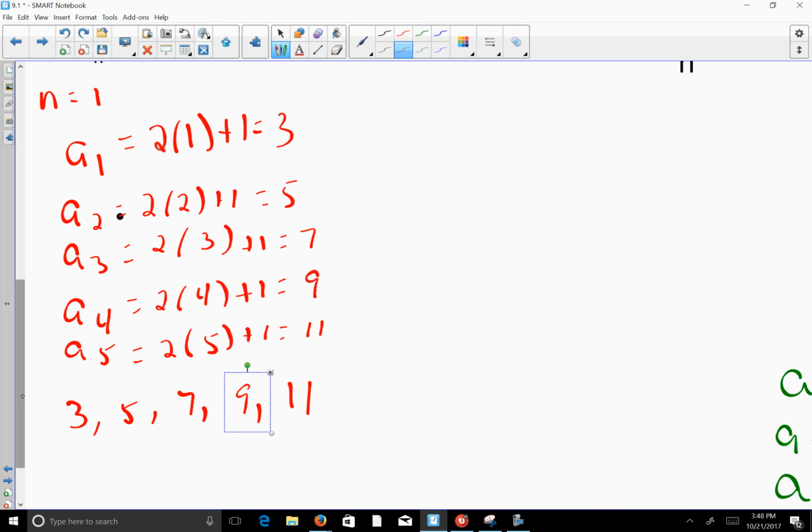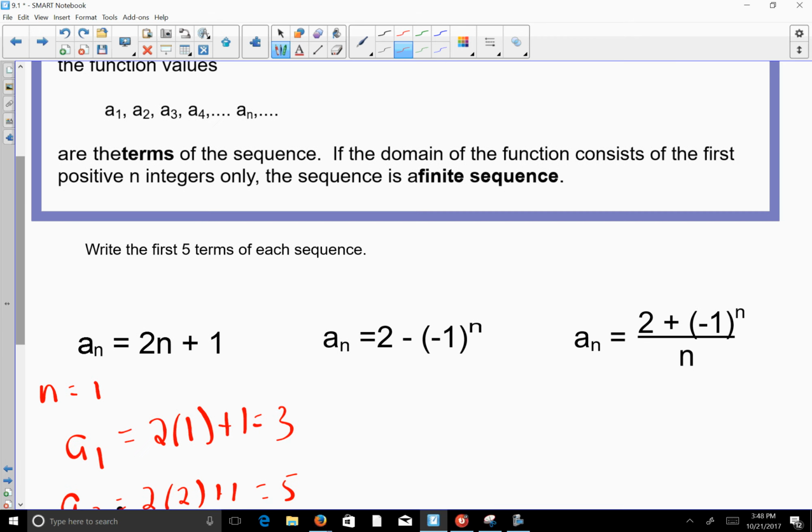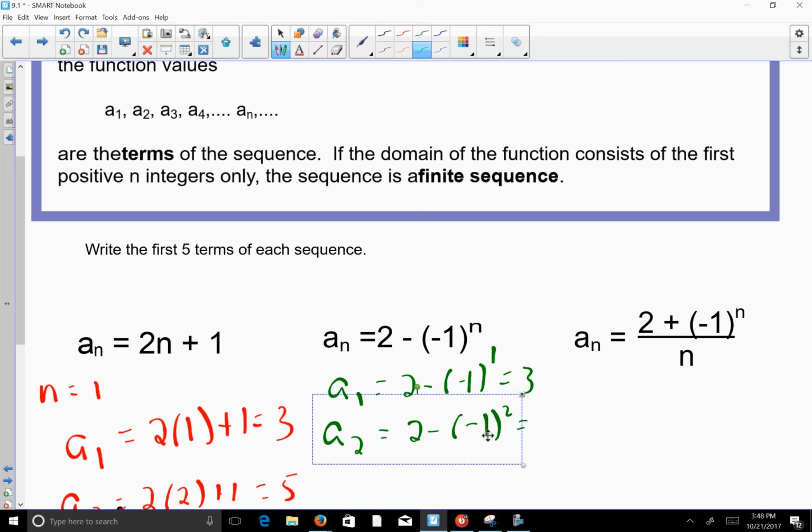So let's go to one that has a little bit of a trick to it. So this one here, I have a sub n is equal to 2 minus negative 1 raised to the n power. So again, to find the first term, I'm going to start with 2 minus negative 1 to the first. Well, negative 1 to the first would be negative 1. 2 minus the negative 1 would be 2 plus 1, and I end up with 3. To find the second term, I'm going to do the same thing. 2 minus negative 1 squared. This time, negative 1 squared is a positive 1. 2 minus 1 would be 1.